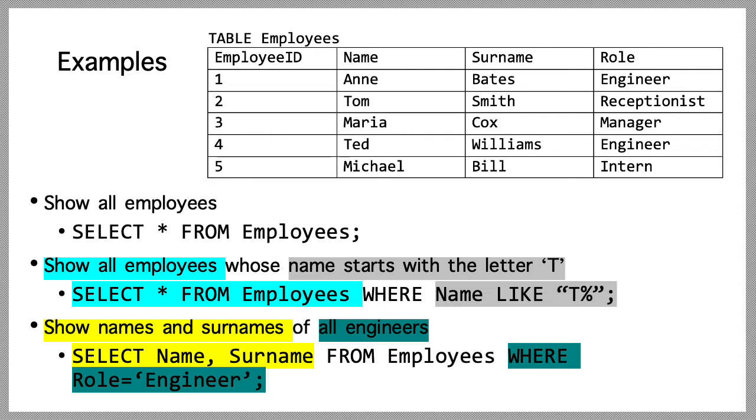So instead of the asterisk, we specify which fields or columns will be displayed. So SELECT name, surname FROM employees WHERE role = 'engineer'. So here we are using the equal sign as opposed to the LIKE keyword, because we want an exact match. This is not a partial matching like a regular expression. This is just the contents of that field has to be engineer exactly, and nothing else.